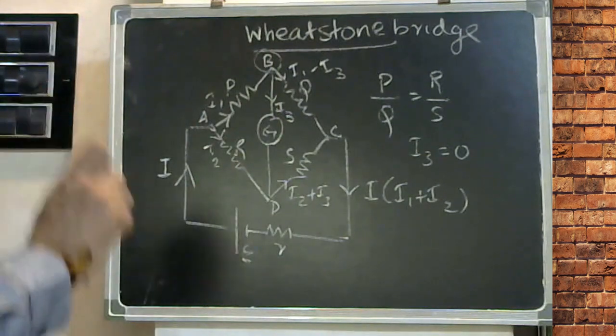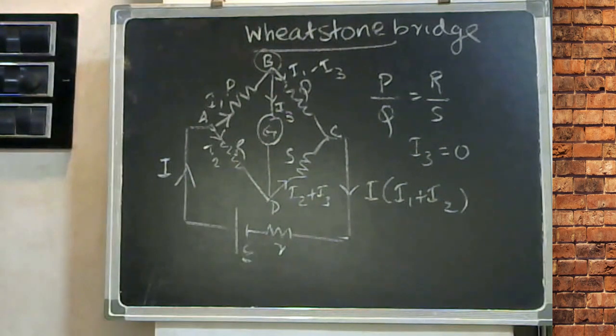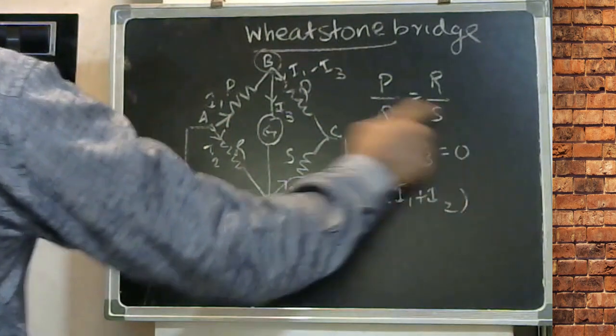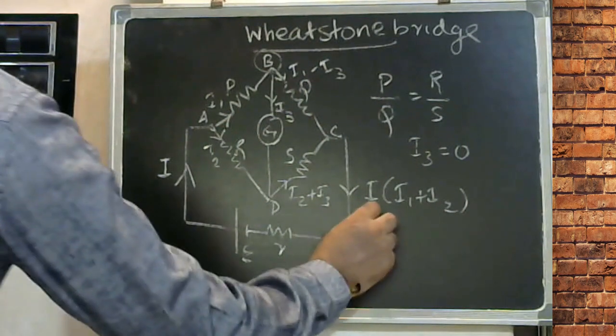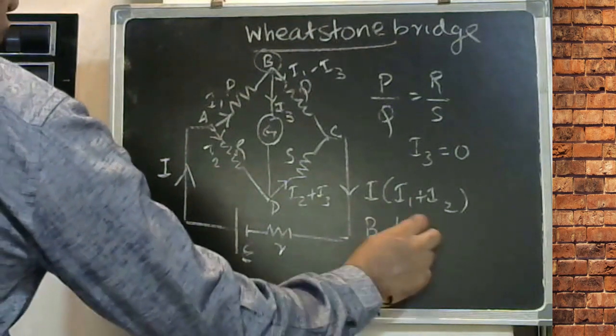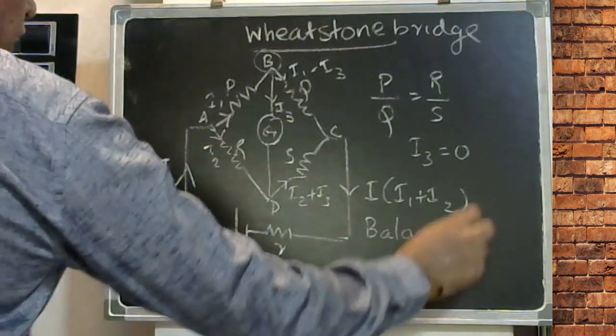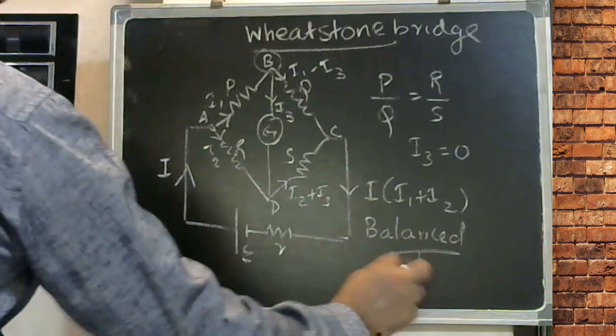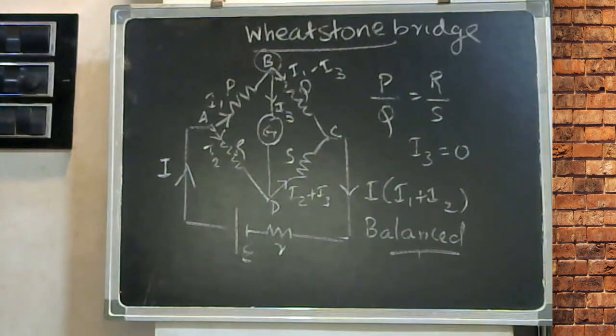This can happen only when P by Q is equal to R by S. When this happens, no current flows through. This is called the balanced condition of the Wheatstone bridge. So the Wheatstone bridge is balanced when P by Q is R by S. But you can't say every time that it's balanced. So always remember, when a Wheatstone bridge comes, you can't say I3 is 0. You can have a Wheatstone bridge with P by Q equal to R by S, and you can have a Wheatstone bridge with P by Q not equal to R by S.